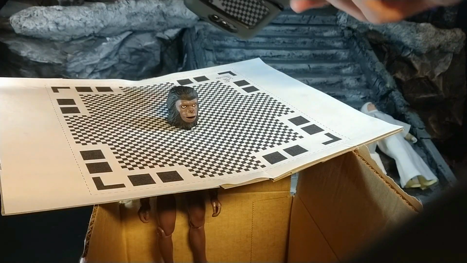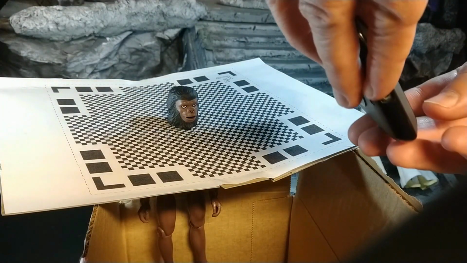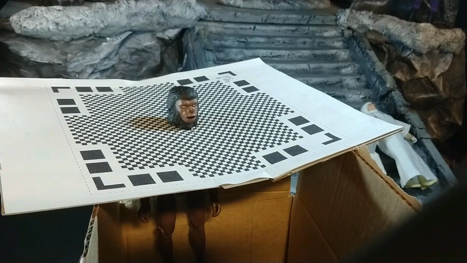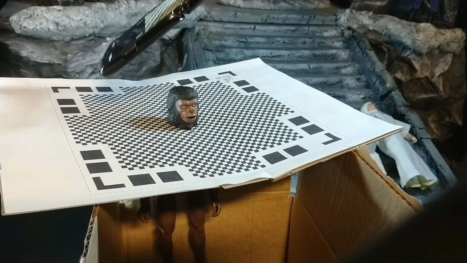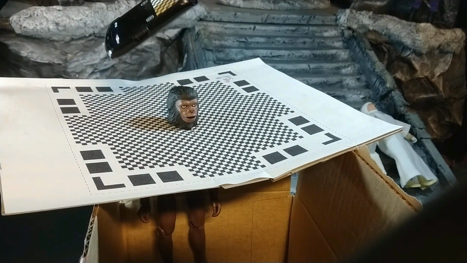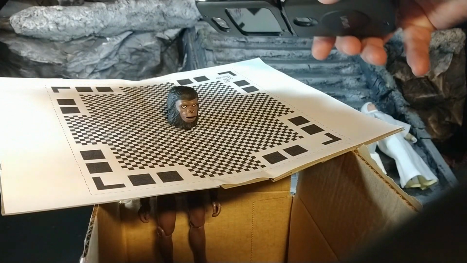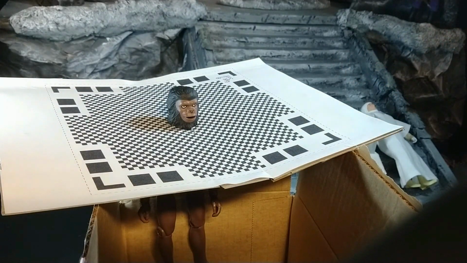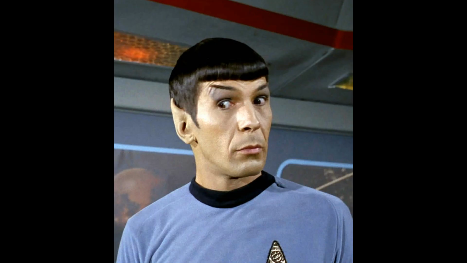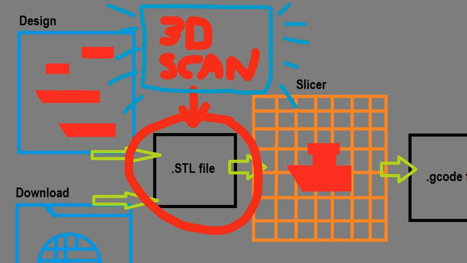Remember STL files? In the last episode I said STL stood for Standard Triangle Language, which it is and makes sense since the objects are made up of triangles. But STL also stands for Stereolithography, or Standard Tessellation Language, which I always thought was the language spoken by the aliens in Season 2, Episode 7 of Star Trek. Anyway, the STL file is the end result of the scanning process.